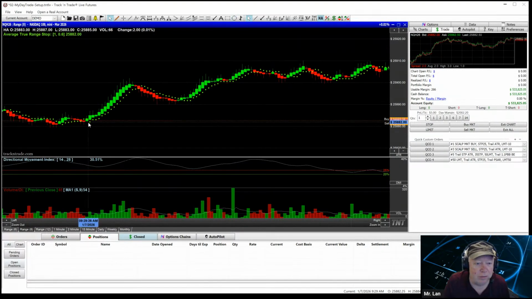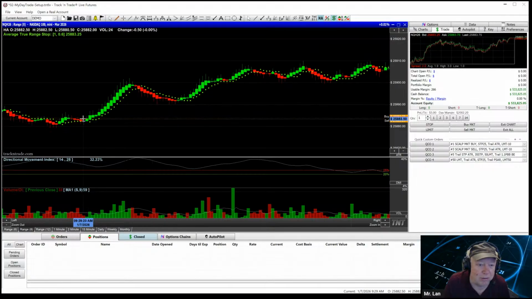So if we keep going back, but look at that beautiful trend right there. That is a nice little catch, right? Just from there to there. If you'd have caught that, that'd have been $300.